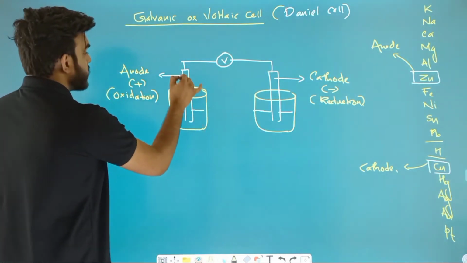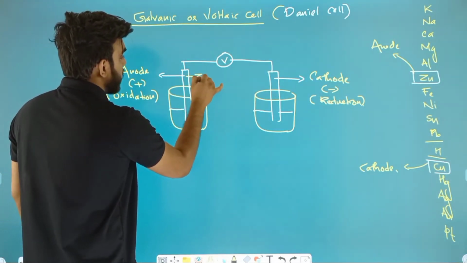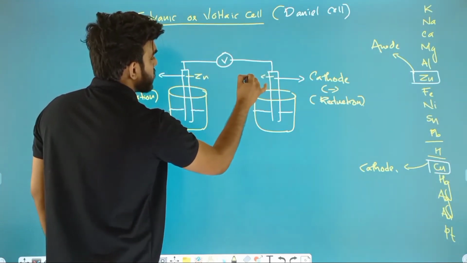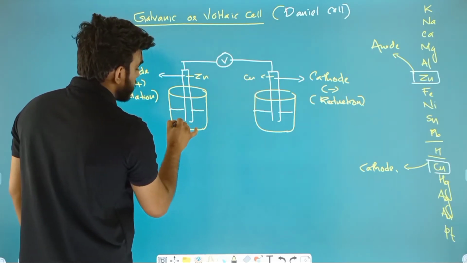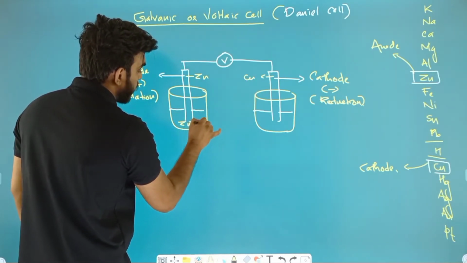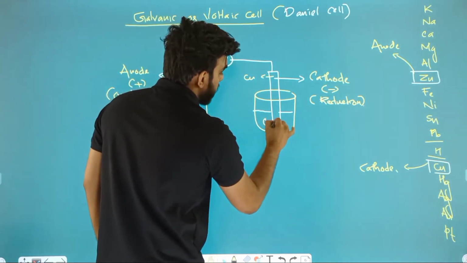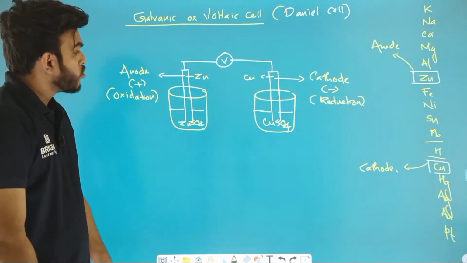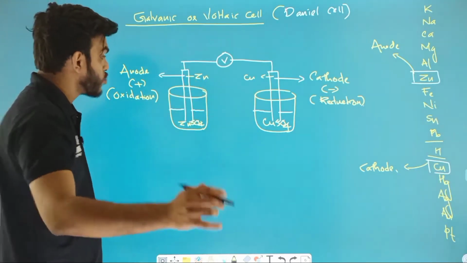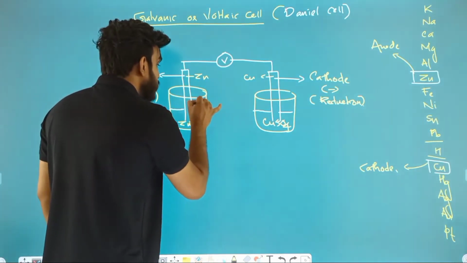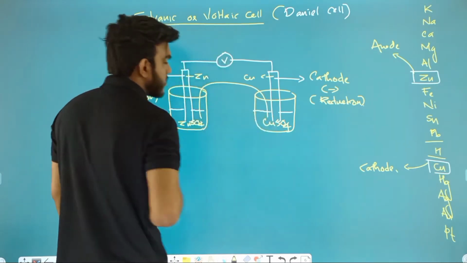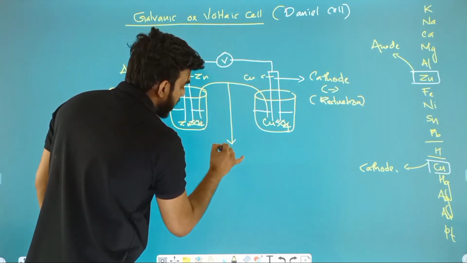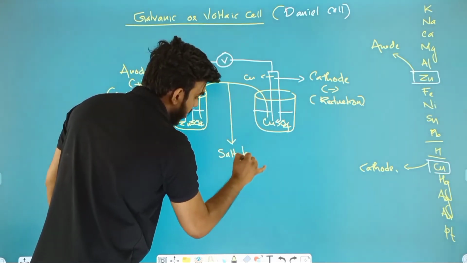So see here, if this is zinc and this is copper, and here the solution is zinc sulfate, ZnSO4, and here it is copper sulfate, CuSO4. When electricity is passed, one thing you have to check is that these two solutions are connected by a salt bridge. This is known as the salt bridge.